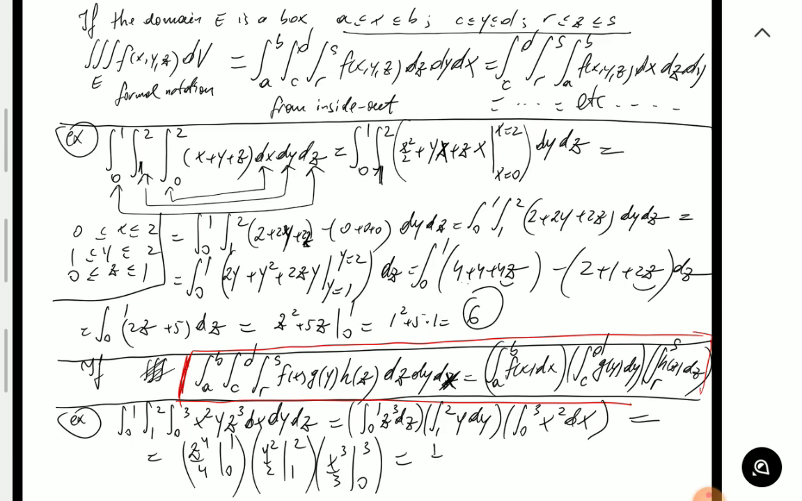So the first piece is 1 over 4, followed by 4 over 2, which is 2, minus 1 half, and then 27 over 3. Let's see, what do I get? 3 over 2, times 27 over 3, times 1 over 4, which is 27 over 8.